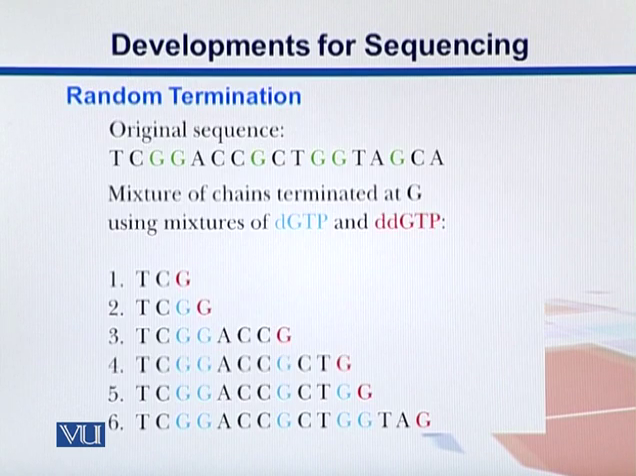Here is just an example of termination using those terminators. We put a mixture of two types of nucleotides: the normal guanosine triphosphates and the dideoxyguanosine triphosphates. This may generate a mixture of different chains which are terminated at the G position. So we can have, for example, 1 to 6 different possible fragments.